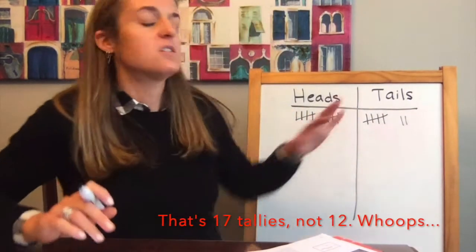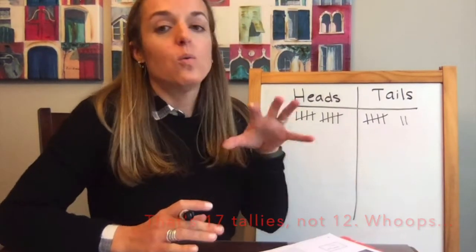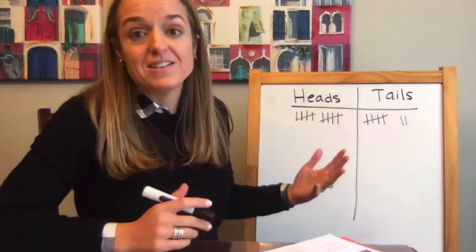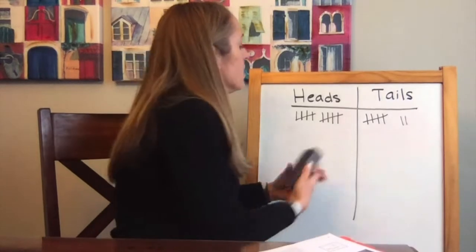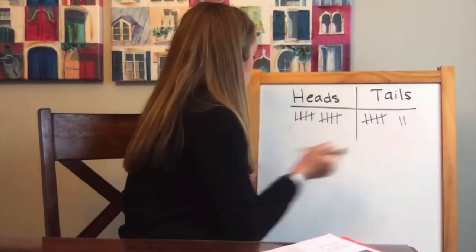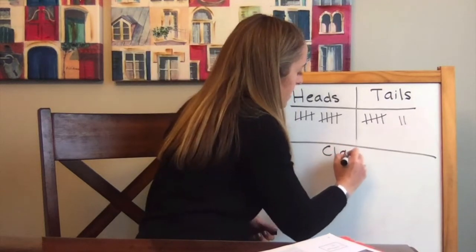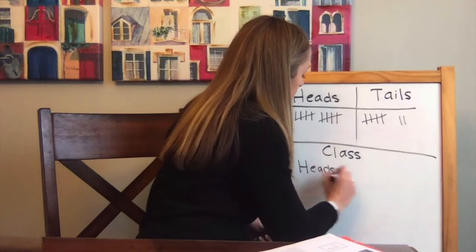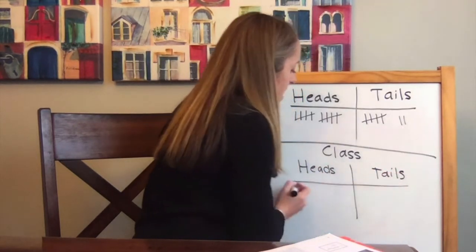Okay, let's just pretend like that's what we got. Now, once you guys have gotten yours, then as a class, you can add up how much the whole class got, okay? So your tutor might draw something on the board, something very similar, but that just shows the heads and tails of the class.